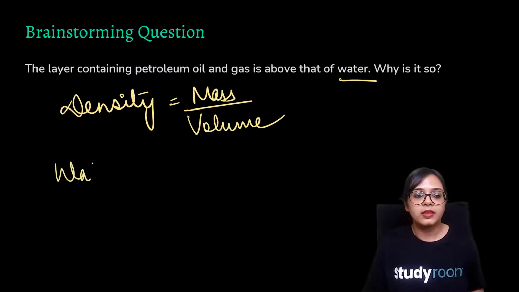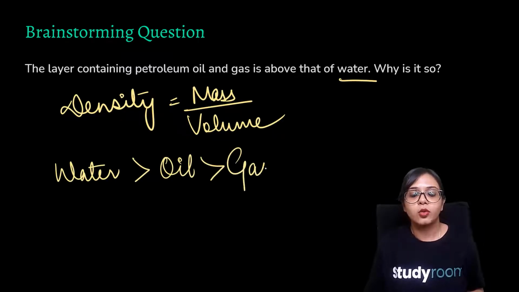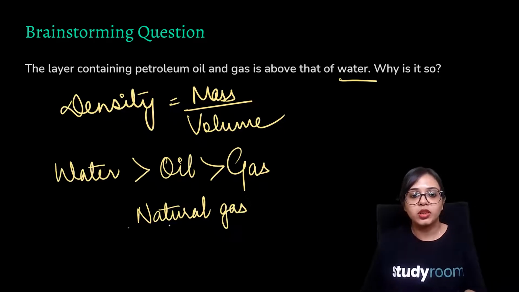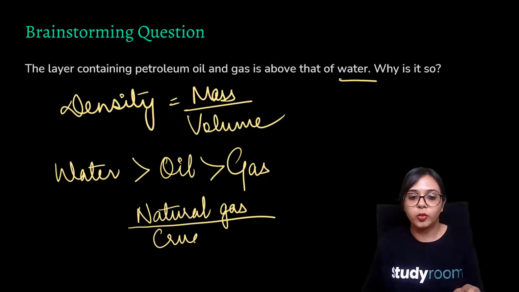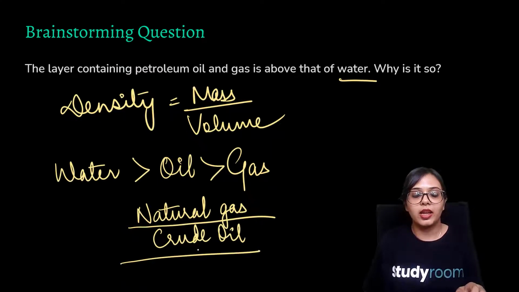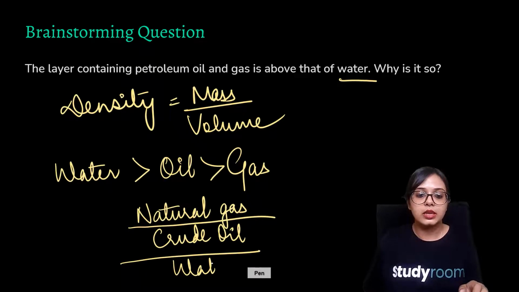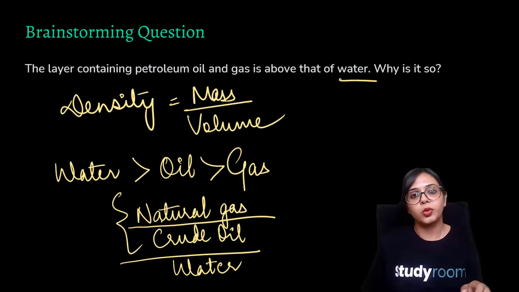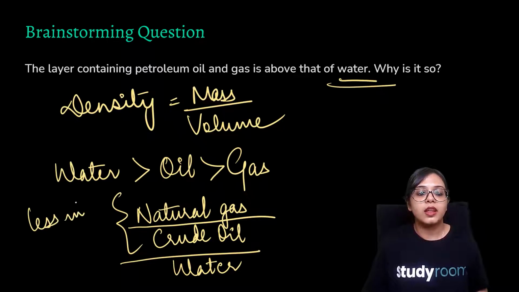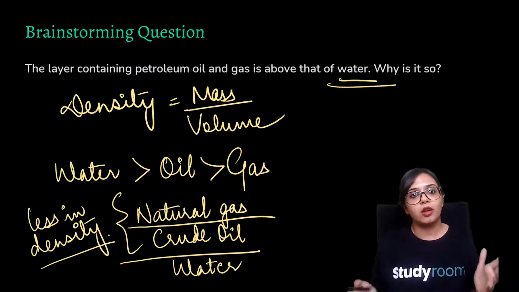So water has the highest density over here, then you have oil, and then you have gas. So the natural gas that I talked about will be floating in the uppermost position. Then you would have the crude oil or the petroleum, and then you would finally have the water layer. So this product of natural gas and crude oil is floating above that of water. That is because it is less in density than water, all right. And being less in density, it is floating, okay.